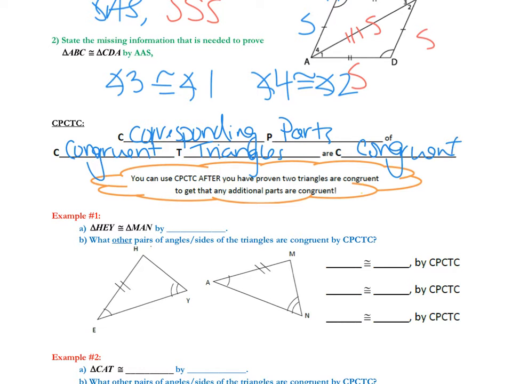And this in this little bubble here is really, really important to remember: you can use CPCTC after you prove the two triangles congruent. And once you do that, then any two corresponding parts of the triangles you can say are congruent. But you must prove that the triangles are congruent first before you use CPCTC.